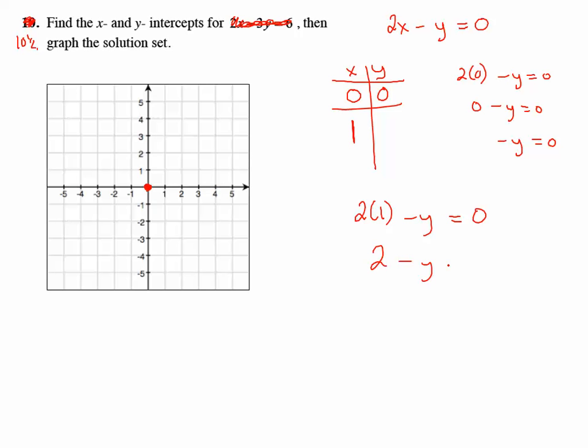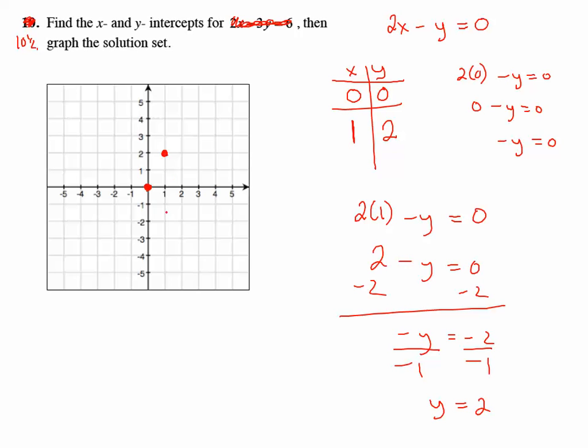2 times 1 is 2. Subtract 2 from both sides. Totally cool stuff. Divide through by negative 1. Multiply through by negative 1, doesn't matter. Eventually, everybody okay with the 2 for the y? So there's that. Now I've got my 2 points. So (1, 2) is right here. And now I get to finish off the problem. Okay, good there? There's the time that it will not work.